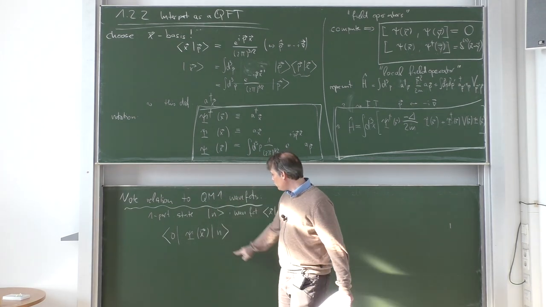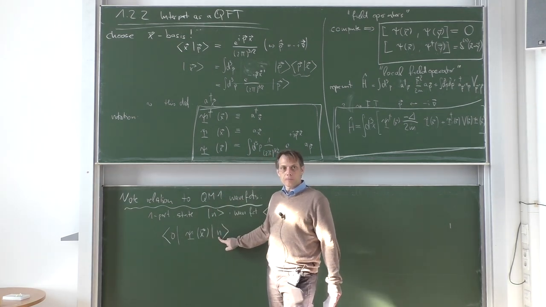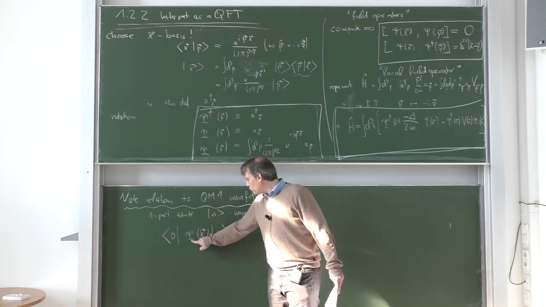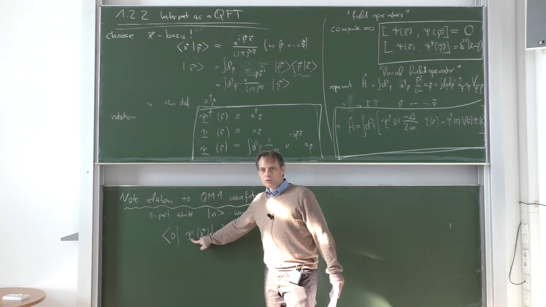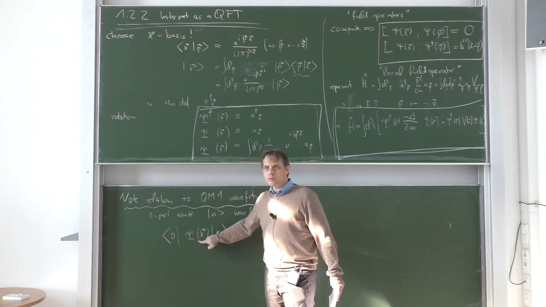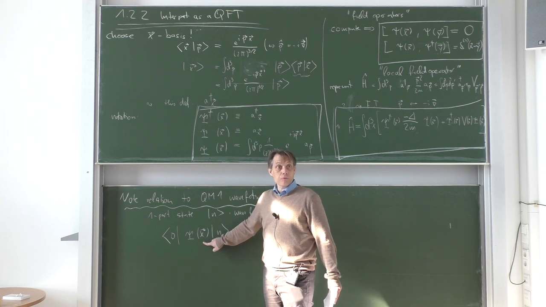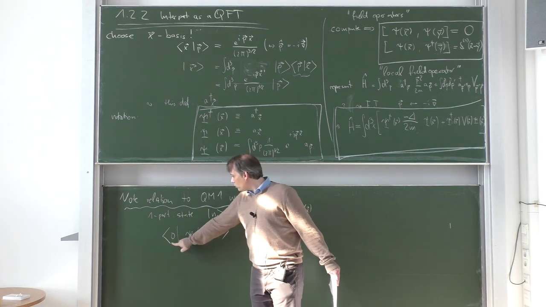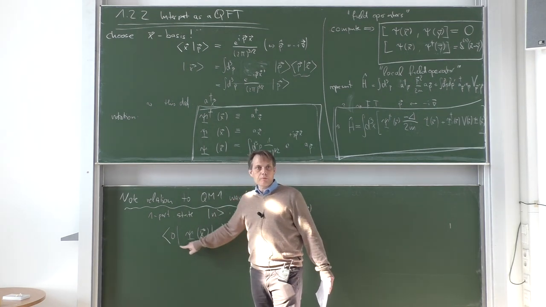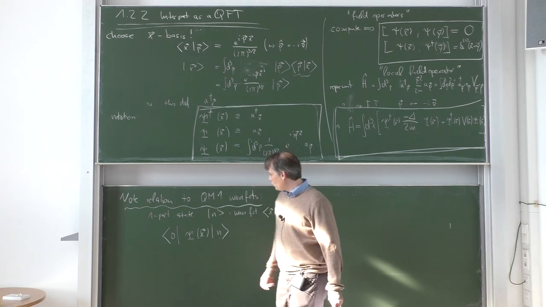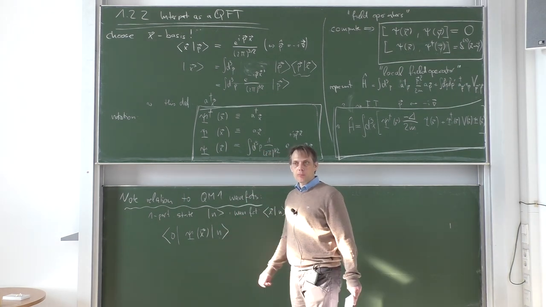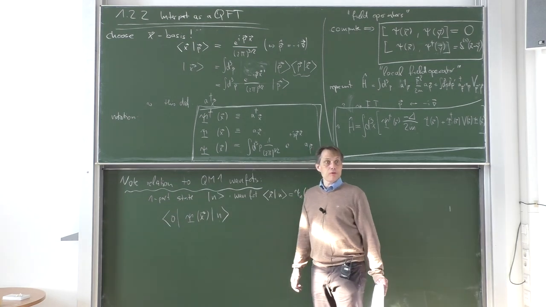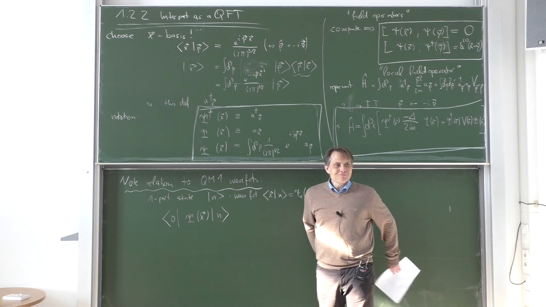You have here our single particle state. Then you act on it with our new field operator, which contains an annihilation operator for particles at position x. And then you do a scalar product with a vacuum state. What is the result of this matrix element? So this is really a quantum mechanical matrix element, and you can actually calculate it. So do it.